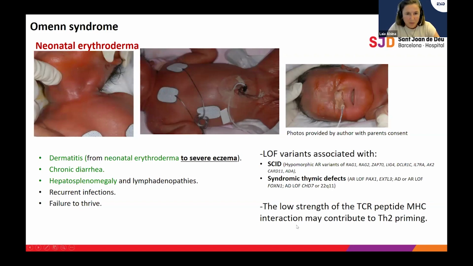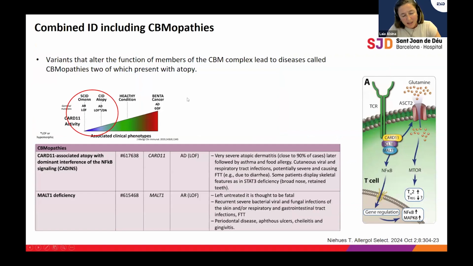So besides these forms of combined immunodeficiencies, we have, as Bodo mentioned previously, a subgroup of combined immunodeficiencies called the CBM-opathies, in which the problem is related to the CBM complex, that is, its downstream TCR signaling, but also BCR signaling. And of these, two diseases typically can manifest with atopic dermatitis. We have CARD11, where the complete loss of function is in the combined immunodeficiencies group, but the autosomal dominant loss of function is in the hyper IgE syndrome classification. And then we also have MALT1 deficiency.